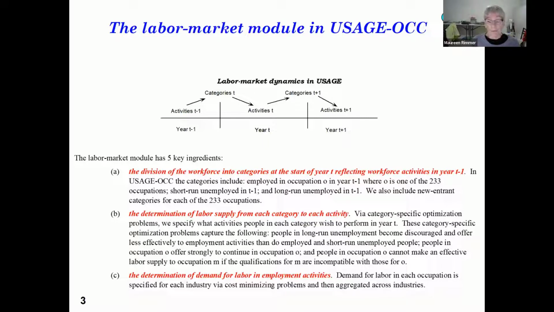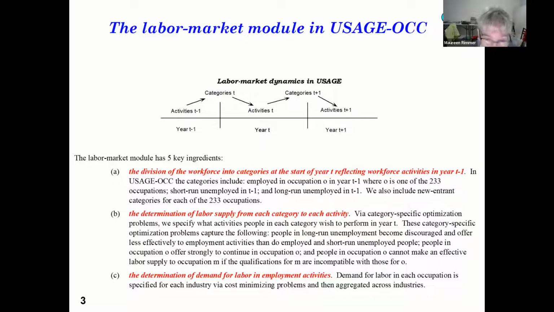Thirdly, people in Occupation O cannot make effective labour supply to an Occupation M if the qualifications for M are incompatible with those of O. For example, a chef cannot easily or effectively offer to be a surgeon. So when we've got through those two first bits, A and B, we have now set up the supply from categories to activities.